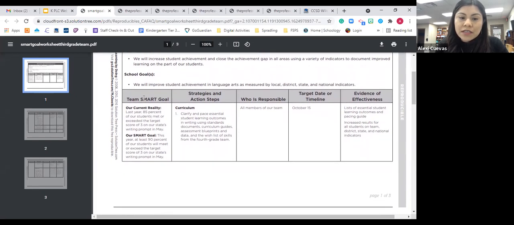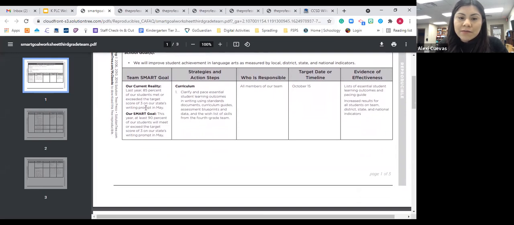Here you will be specific about your team SMART goals. So you have your current reality, and then your SMART goals. Let's say this year we're getting ready to set a SMART goal for our kindergarten students. Well, we want to look at what our reality was at the end of last year and use that information to make our SMART goal for this year. And then you will describe strategies and action steps, who is responsible for this SMART goal, the target date or timeline, and the evidence of effectiveness.